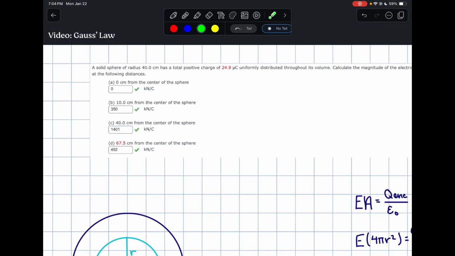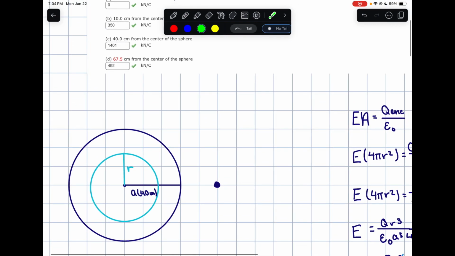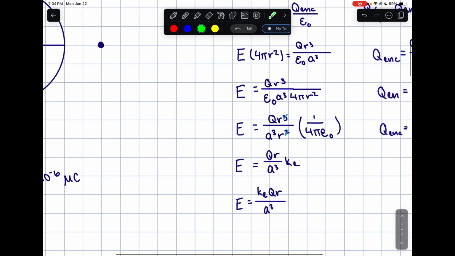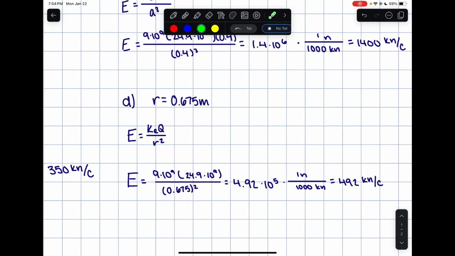Now, let's take a look at part D. Find the magnitude of the electric field 67.5 centimeters from the center of the sphere. If you notice something a little off about this, it's because the radius of our sphere is only 40 centimeters, which means the point is outside of the sphere, meaning it is not an enclosed charge. As a result, we're going to use the equation of an electric field for a point charge.